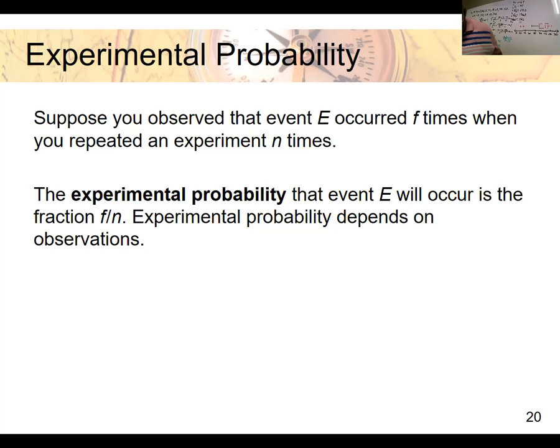I don't know why this slide did not explain what F over N means. The F represents the number of times that the event happened, and the N is the number of trials, the frequency, I should say.